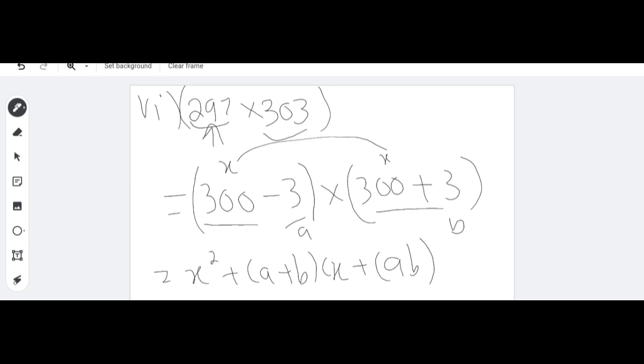Simply look here. This is 297 and this is 303. It means that we have to create exactly that number. The first number should be exactly the same, so 300 and 300. By subtracting 300 in the first step, I will get 297. By adding 3 in the second, I will get 303. Okay, ma'am.